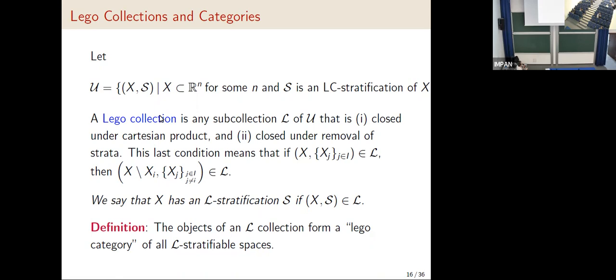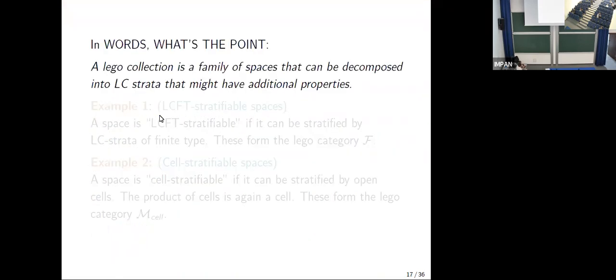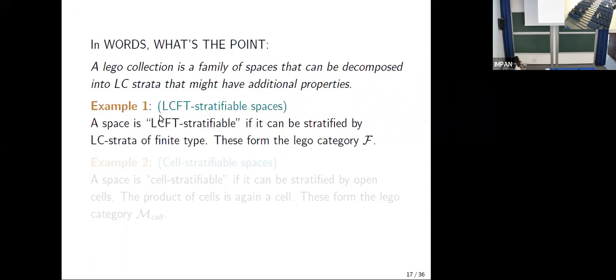Okay, so what's the point? Try to avoid writing lots of symbols. A Lego collection is a family of spaces that can be decomposed into locally compact strata. That's always something that I need, that might have additional properties. So here are some examples.